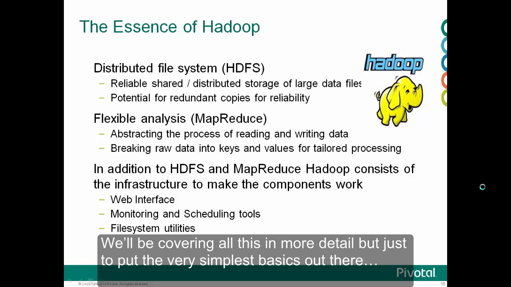In addition to the two main components, HDFS and MapReduce, Hadoop consists of an infrastructure to make all the components, of course, work together, consisting of a web interface, monitoring, scheduling tools, as well as a variety of file system utilities.